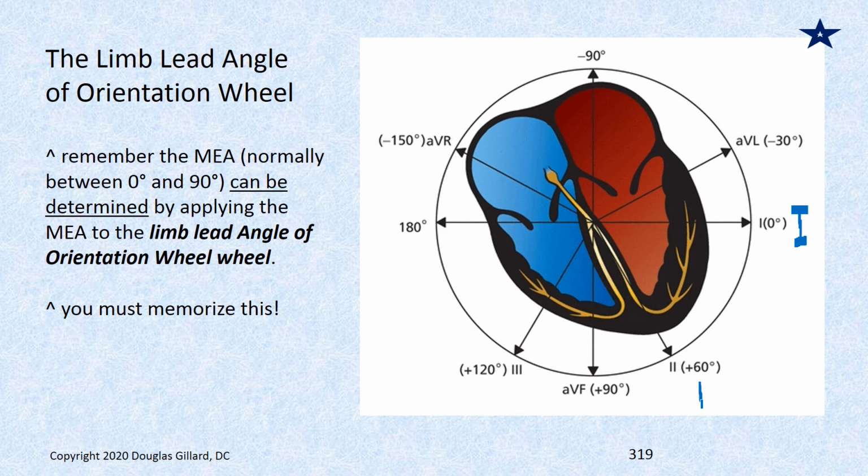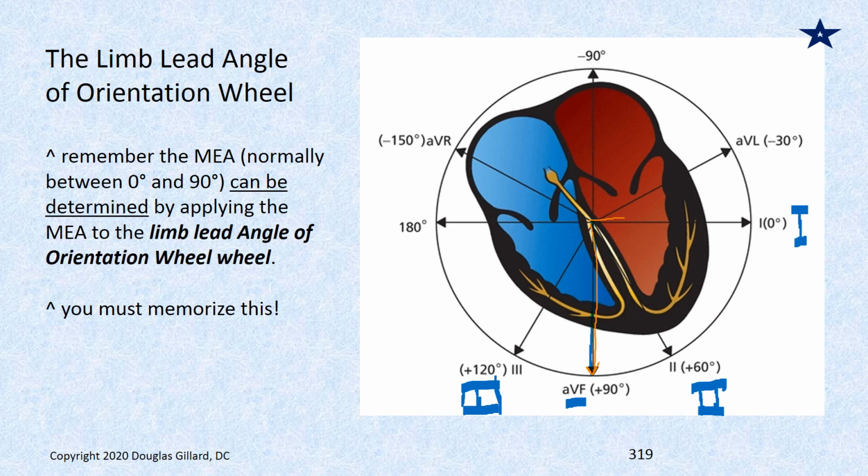Limb lead 2 down here at 60 degrees. AVF, right down, looking straight up. That's AVF. Limb lead 3, 120 degrees. All right. AVL, negative 30 degrees. So if the current is flowing at AVL, is that a normal mean electrical axis? No way. Mean electrical axis, what's normal?